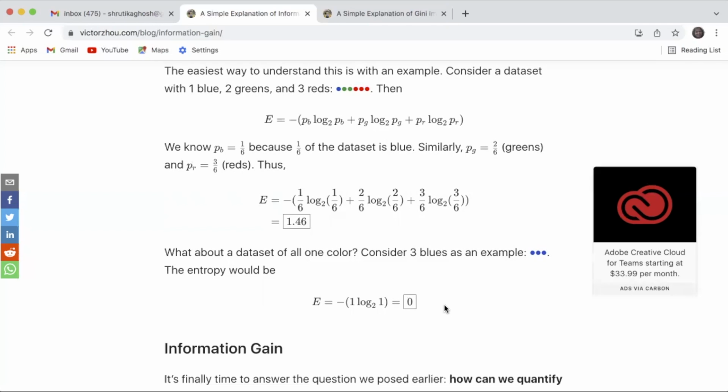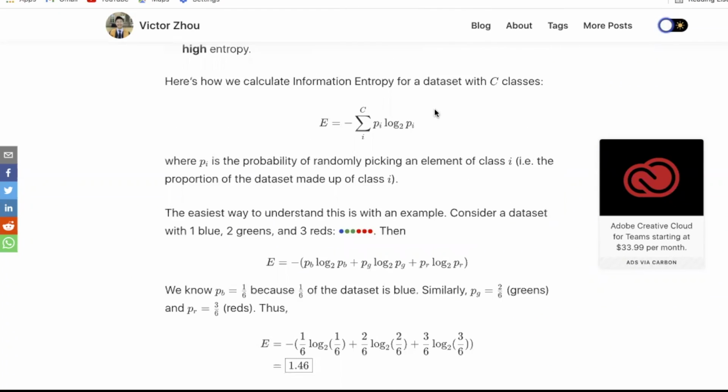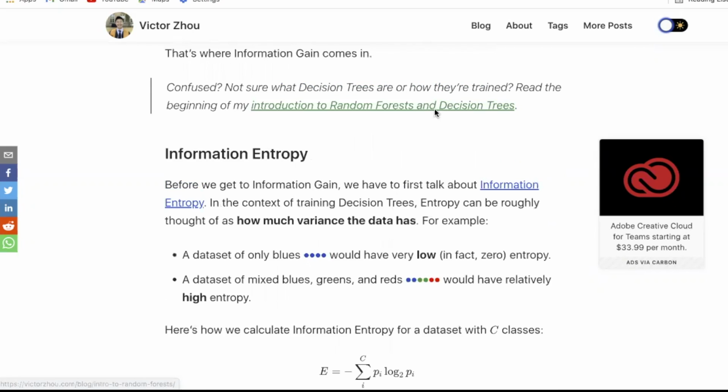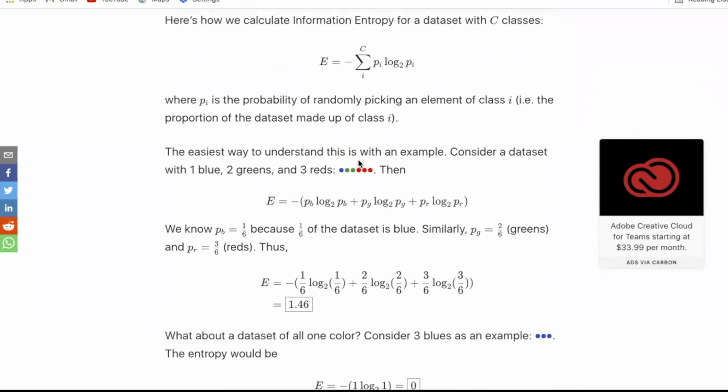Fine, so this is the information entropy that we have achieved. Now, on similar lines to Gini gain, we were finding the information entropy for this kind of data set, where one blue ball is there, two green, and three red balls are there, and in this case the information entropy that we have found is 1.46.